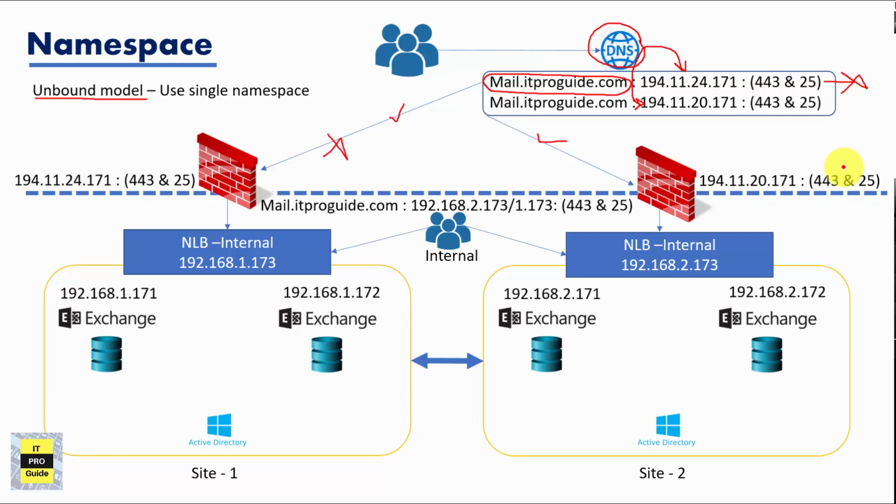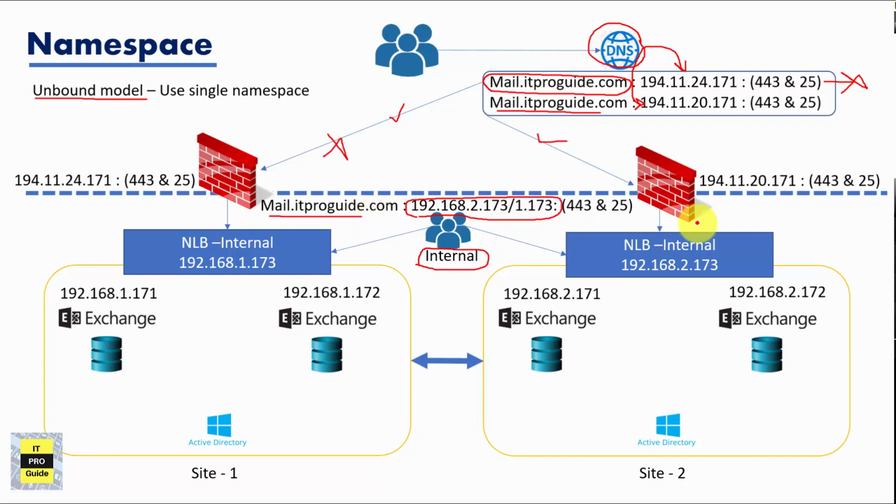For the internal network, the clients within the internal network, the IP address of the internal load balancer is returned. For example, those who access from site 1 are routed to 192.168.1.173. And if the client is external, then a public IP is returned. So this approach simplifies the end user experience. Users only have to know a single namespace, for example mail.itproguide.com, to access their data regardless of where they are connecting.